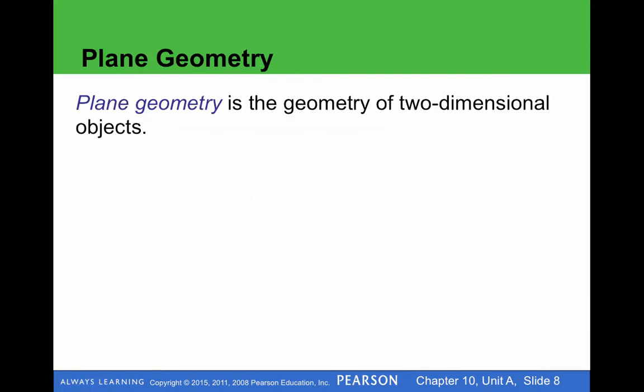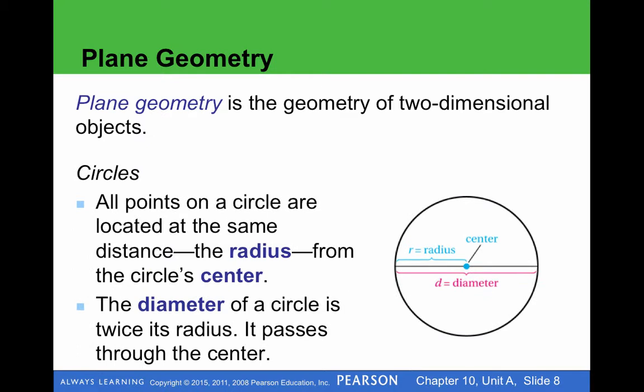Plane geometry is the geometry of 2-dimensional objects. So we're going to look a lot at plane geometry type of stuff, areas and perimeters. All points on a circle are located at the same distance, the radius, from the circle's center. So that's the radius, and the diameter is all the way across through the center. So another way to think of the diameter is it's twice the radius.